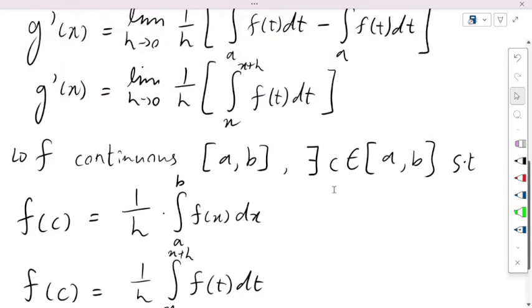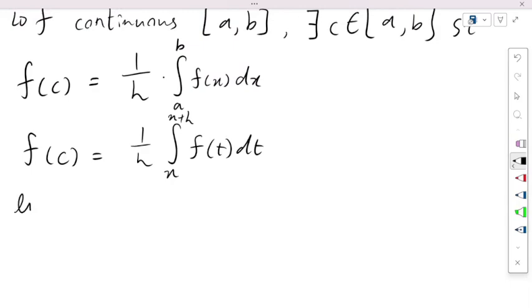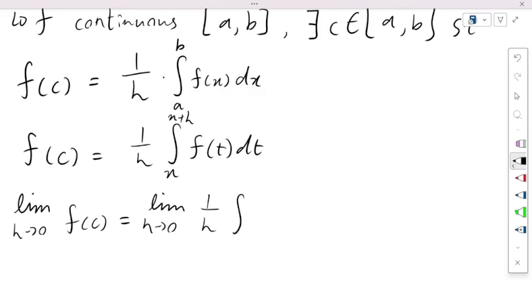But now we need to also consider the limit as h approaches 0. So let's do that as well. We're going to take the limit on both sides. So it's going to be the limit as h approaches 0 of f of c equals the limit as h approaches 0 of 1 over h integral from x until x plus h of f of t with respect to t. So now we're actually back to where we had the limit. But now we have something different, which is f of c.